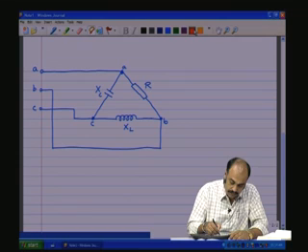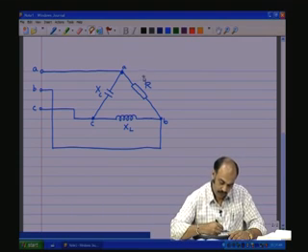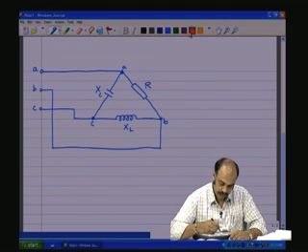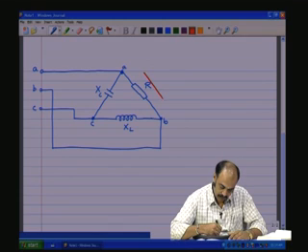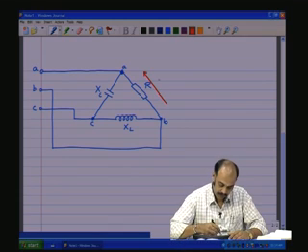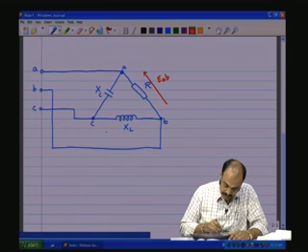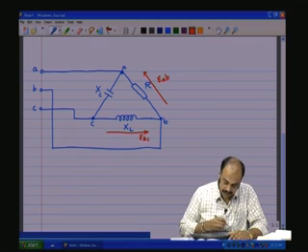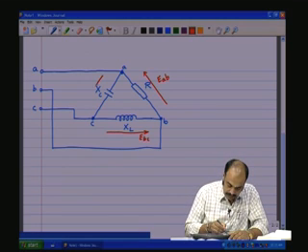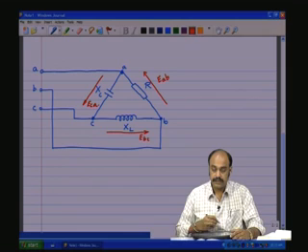Now, we have the voltage across R, which is the line voltage or the phase voltage, because in the delta circuit line and phase voltages are the same, which is EAB. The voltage across L is EBC, and the voltage across the capacitance is ECA. See, that is the sequence.